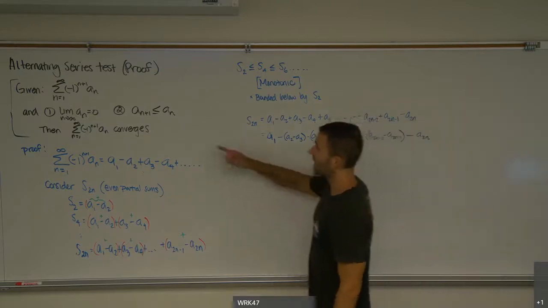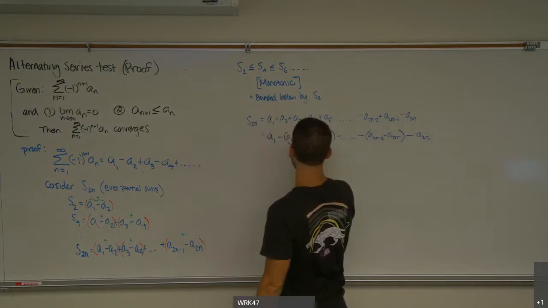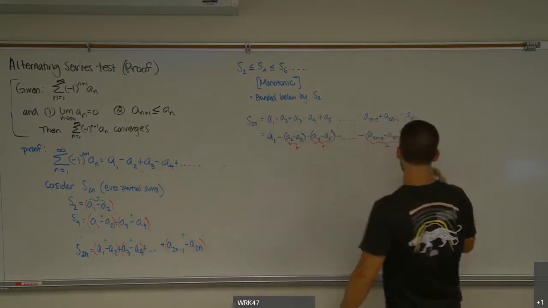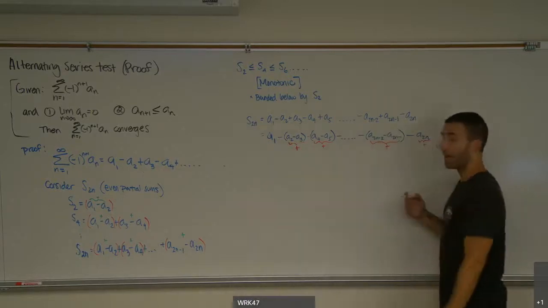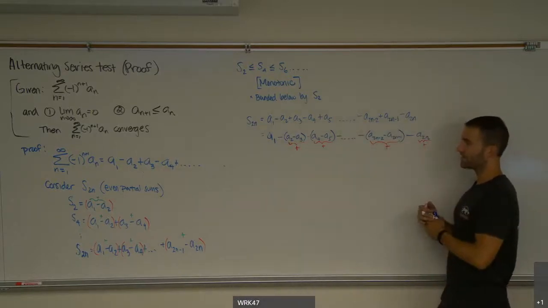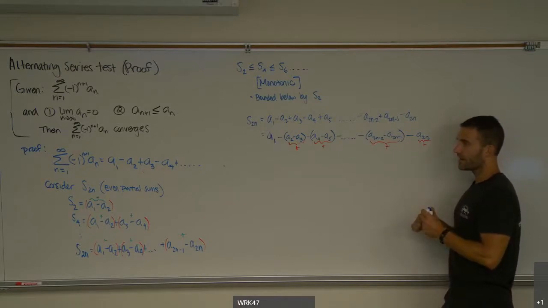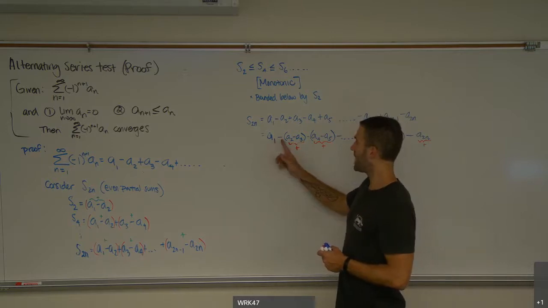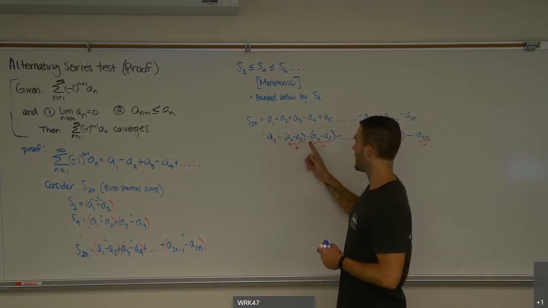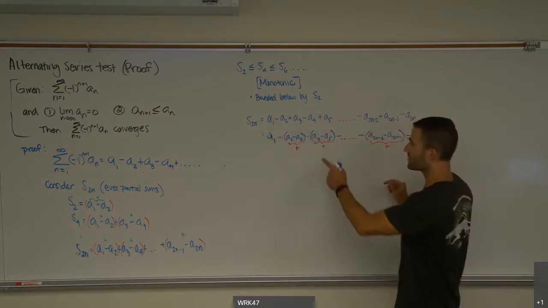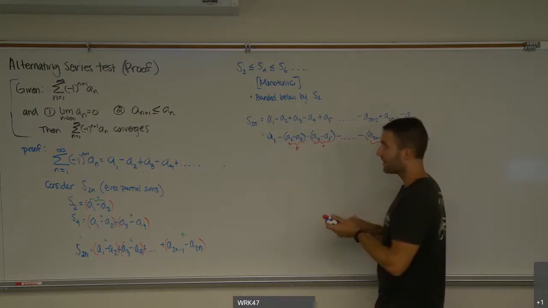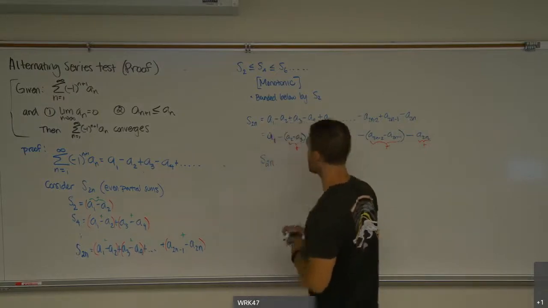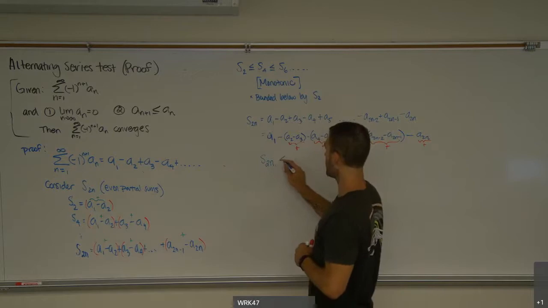Why do I do that? Because, again, since my sequence is monotonic, this is a positive number, this is a positive number, this is a positive number. And remember, you're assuming your sequence is positive to begin with, so a2n is something positive. And so actually, a1 minus a2 minus a3 minus a4 minus a5 minus dot dot dot, I'm subtracting a bunch of positive things. And so actually then S2n, the even partial sums, are always smaller than a1.